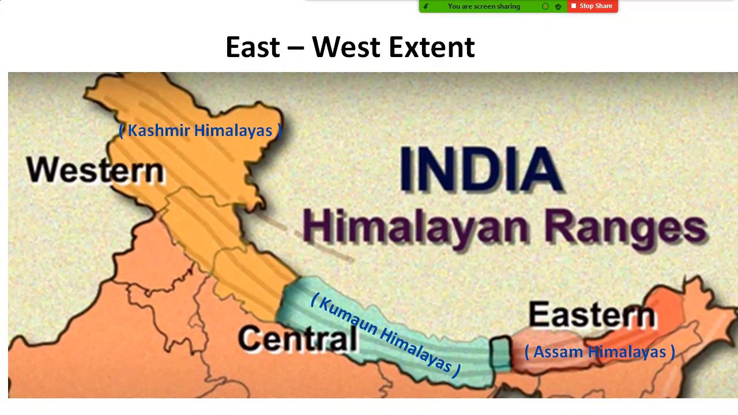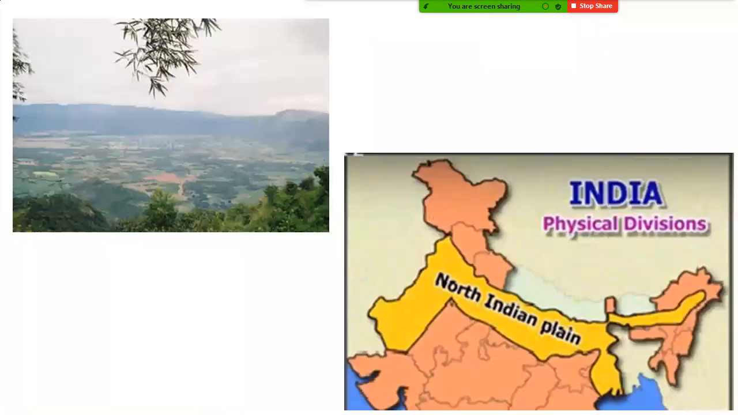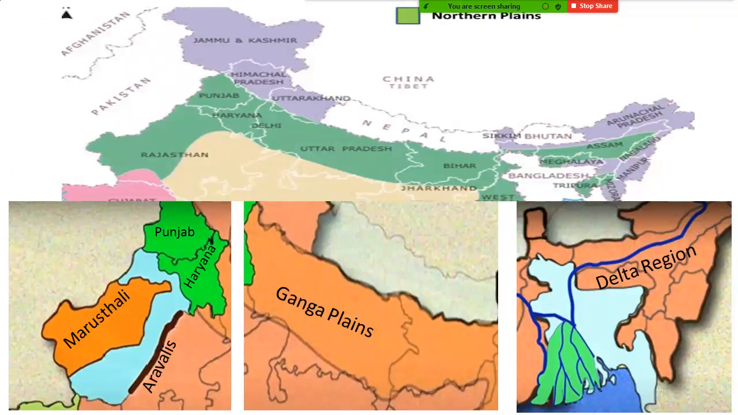We come to the next physiographic division, which is the North Indian Plain. This physical division lies between the Himalayas in the north and the Peninsular Plateau in the south. It extends from Rajasthan and Punjab in the west to Assam in the east. It is a flat, low-lying region. It is divided into two parts by the Aravalli Mountains.